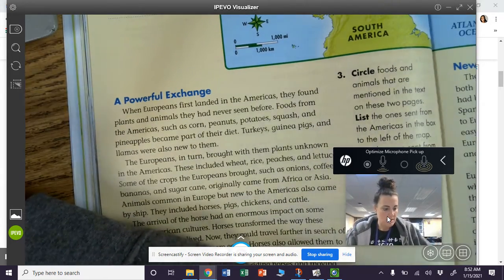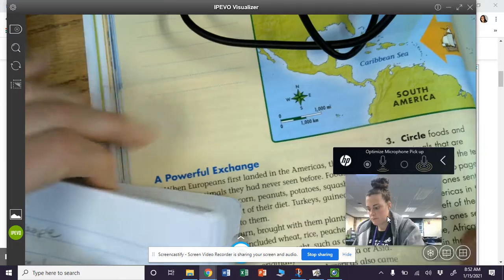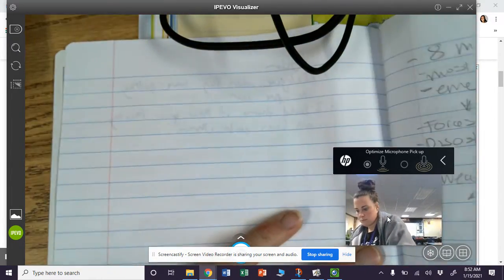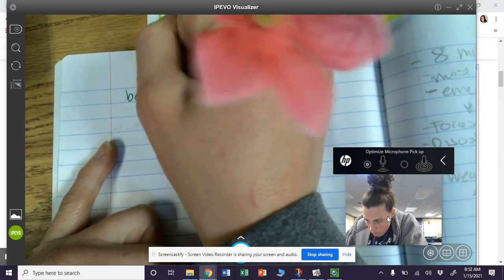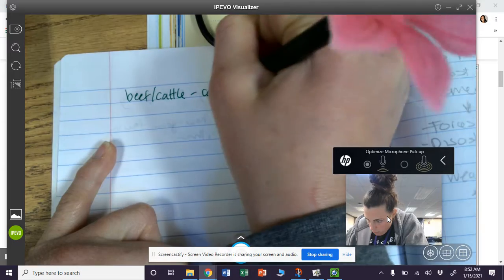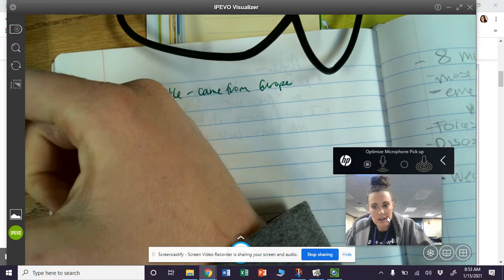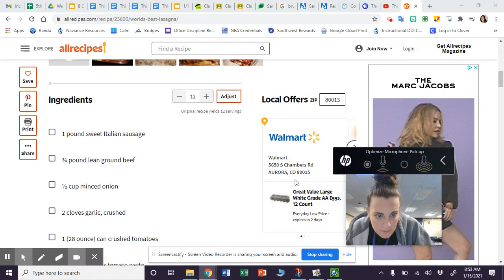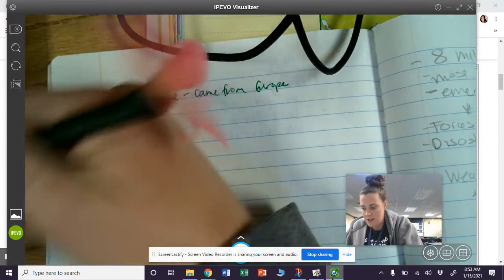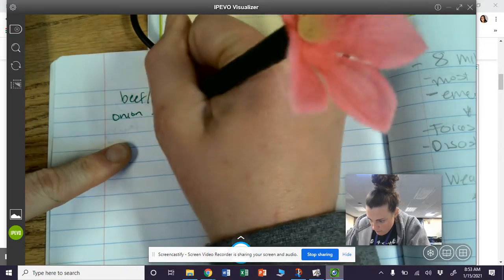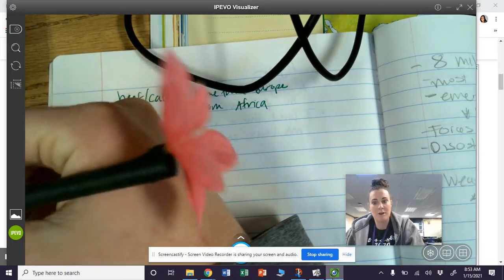I'm going to take a note that the beef and cattle came from Europe. Okay, now let's look at the next part of my recipe, which is onion. We just saw onion came from Africa. It mentioned that in our book. So I'm going to write down onion came to America from Africa.